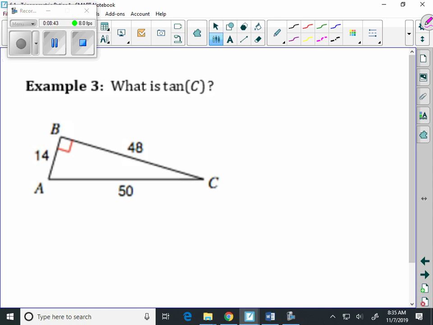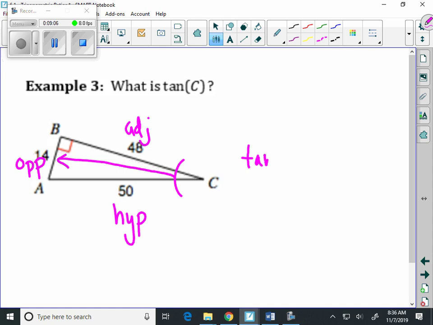we're looking at angle C. Across from the right angle is the hypotenuse. Across from angle C is the opposite, which means our third side is the adjacent. And then we need to know that the tangent is opposite divided by adjacent.